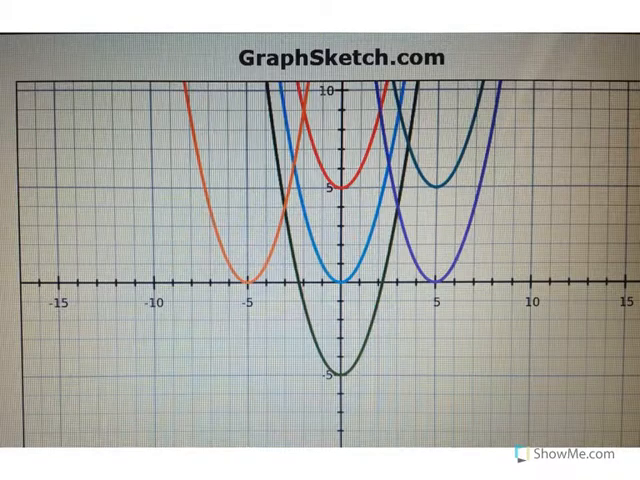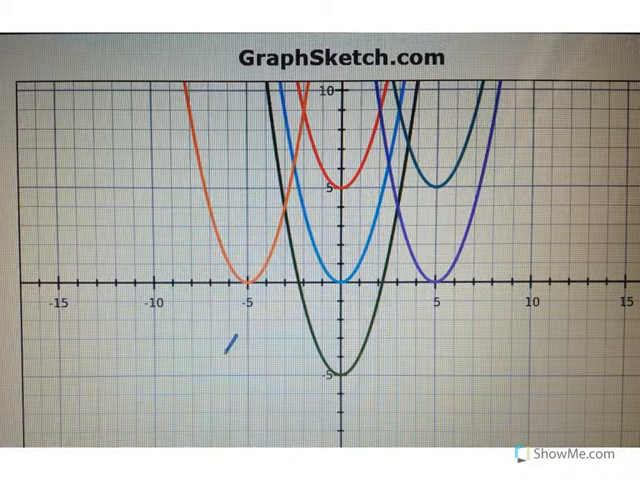Okay, looking at number 2, it says using the graph of f(x) = x squared as a guide, describe the transformations and then graph the function. What might be helpful for you to do is take your graphing calculator, or you can go to graphsketch.com like I did, and I just played around with the function y = x squared.